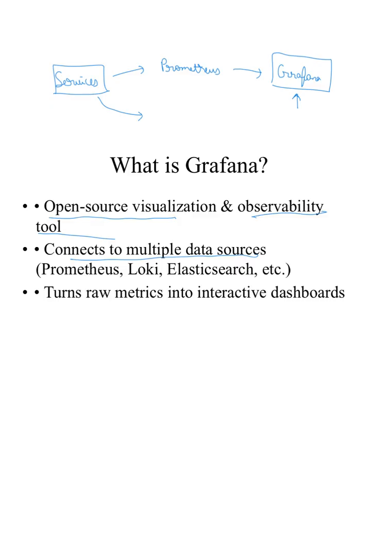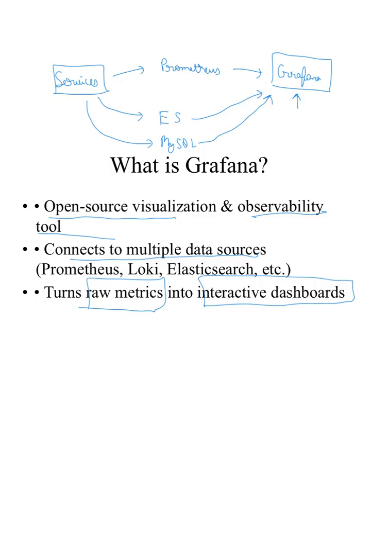Similarly, you can have multiple sources. Let's take one example, Elasticsearch, which can also give data. Similarly, you have, let's say, MySQL, or MySQL can be separate, of course, depending on your architecture. MySQL can also send data to Grafana. So basically, it turns raw metrics into interactive dashboards. You can see graphs and charts, and accordingly take decisions.